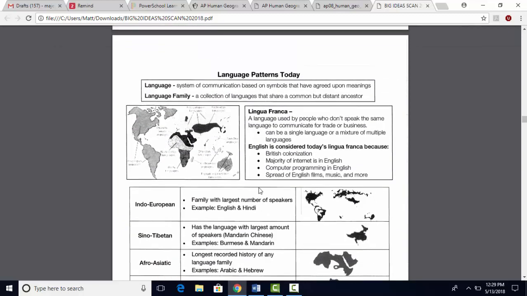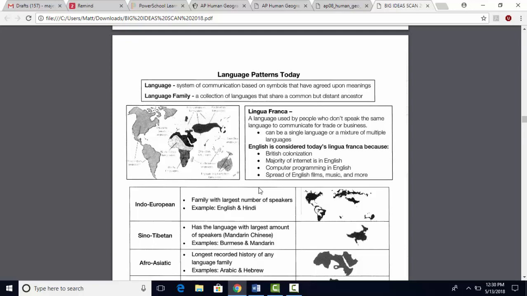Language patterns today. Well, like we already mentioned, we already defined what a language was, and a language family. Those are the most important, right? There are smaller classifications, right? There's language branches, there's language groups, and then there's individual languages themselves. Remember, a lingua franca is a specific term we use to describe a language that's used by people who don't speak the same language so that they can communicate for trade or business purposes. It's usually the language of the dominant country, all right?